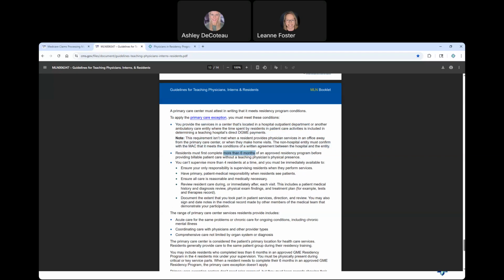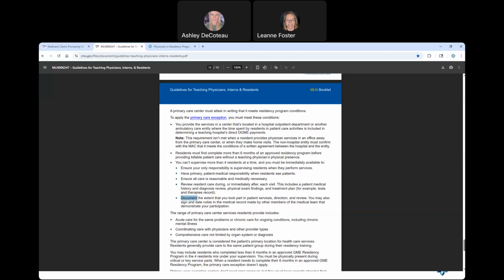And then the last thing I'll point out in this booklet is in the next bullet, which talks about the teaching physician's responsibility. And I touched a little bit on this, but here it tells us that they may not supervise any more than 4 residents at a time under the primary care exception. So their only responsibility is going to be supervising those residents. They're primarily responsible for each of those patients and must make sure that all care provided is reasonable and necessary. The teaching physician must review the resident's care, again, either during or right after that visit, and then they'll need to document what their involvement was.